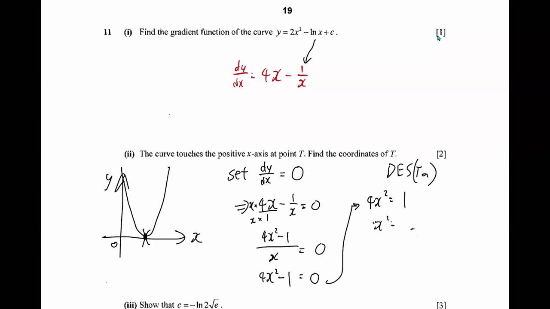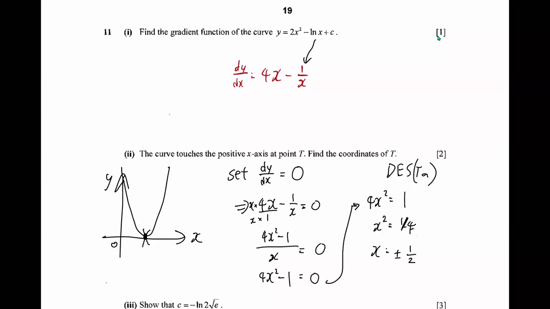Then x squared equals 1/4. Take the square root. You get plus minus half, since the square root of 1/4 is half.